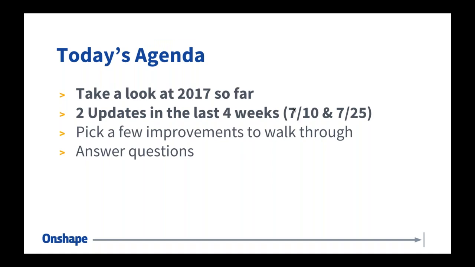Now, today's agenda is pretty straightforward. We're going to look at 2017 so far. I just want to point out some of the big improvements that we've done. So if you haven't used Onshape in a while, I always like to mention some of these big improvements that you may have missed. And then we're going to get into what happened in July. As we always do with these What's New webinars, we want to focus on the last month and the functionality in it. And I want to pick a few improvements, just a few from the list, and walk you through them and walk through all the details of them and give you an opportunity to ask any questions that you'd like. So again, use that questions dialogue in the GoToWebinar control panel, and I'll do my best to answer them.